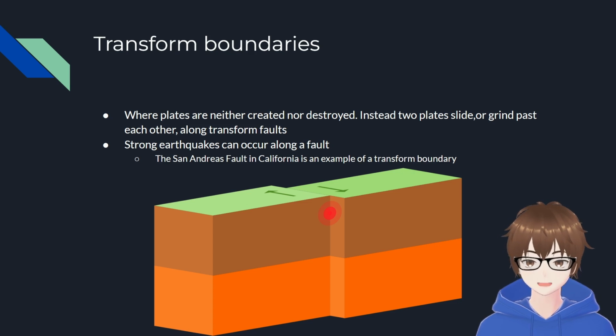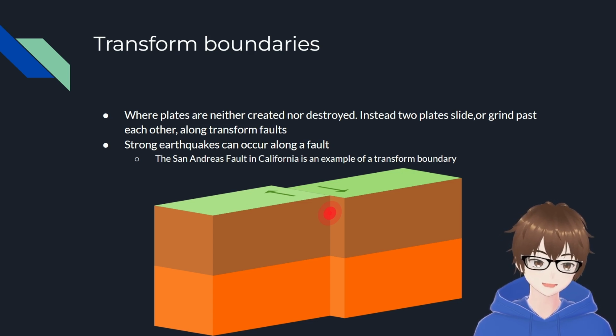Then we have a transform boundary, where plates are neither created nor destroyed. Instead, they'll just slide past each other. And strong earthquakes can occur along a fault like this. So think of the San Andreas Fault in California as an example of a transform boundary.